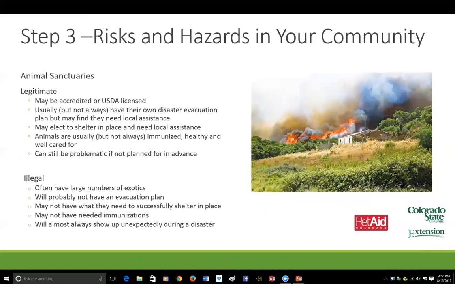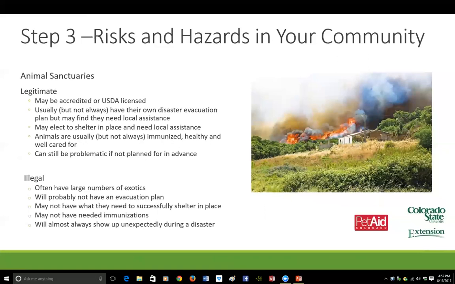Any facility in your community that concentrates large quantities of animals should be documented and factored into your plan. Many will be legitimate facilities that have their own animal disaster plans and capabilities. Understanding who they are and what their plans are will help you understand whether your plan needs to intersect with theirs. Unfortunately, many large concentrations of animals will be in what are essentially illegal facilities who don't present themselves publicly.